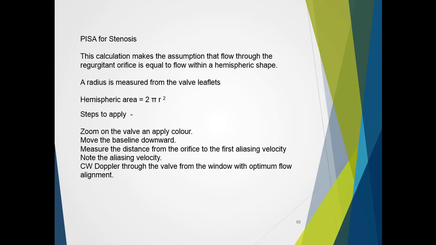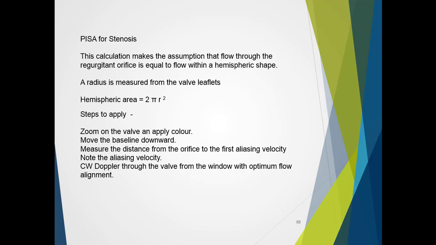The proximal isovelocity surface area is another method we may deploy to evaluate aortic stenosis. It's based on the principle of the conservation of mass. This calculation makes the assumption that flow moving through a regurgitant orifice is equal to flow within a hemisphere that forms as flow converges as it progresses towards the valve. Basically, a radius is measured from the valve leaflets out to a hemisphere, and we know a hemisphere area to actually be 2 pi r squared.